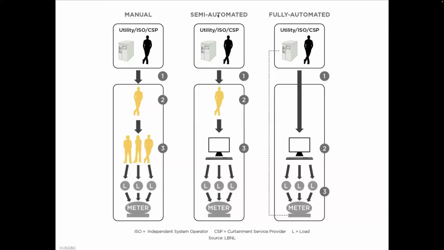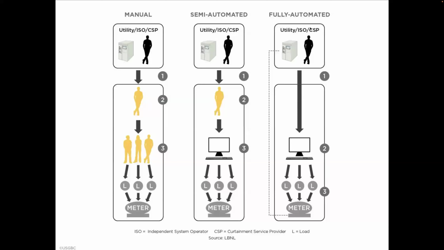Semi-automated, I think, is kind of the baseline that they want you to meet. The ISO or utility says help. You have one person who gets that message, and then using their building automated systems, they lower the set points for all the different loads they've identified.